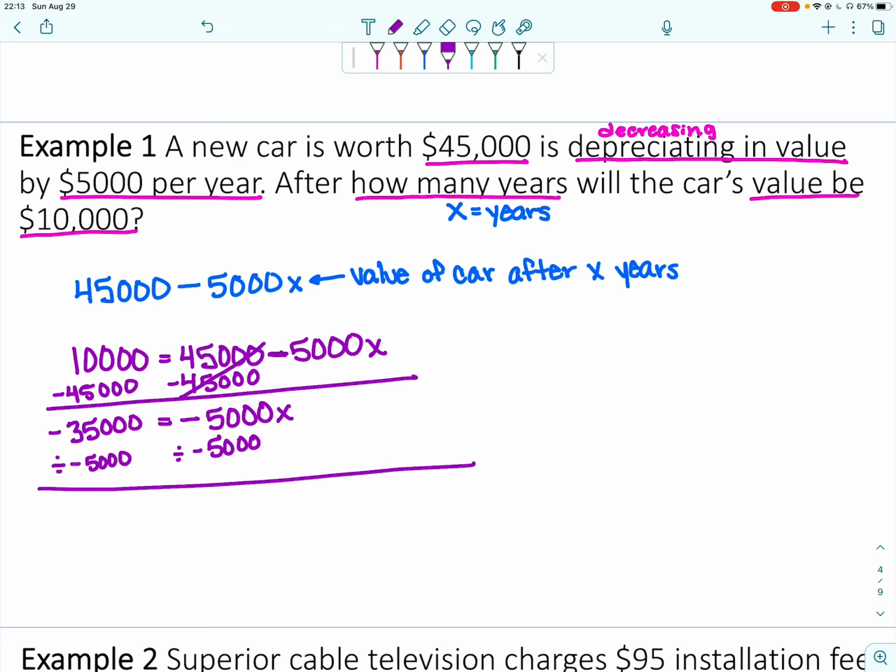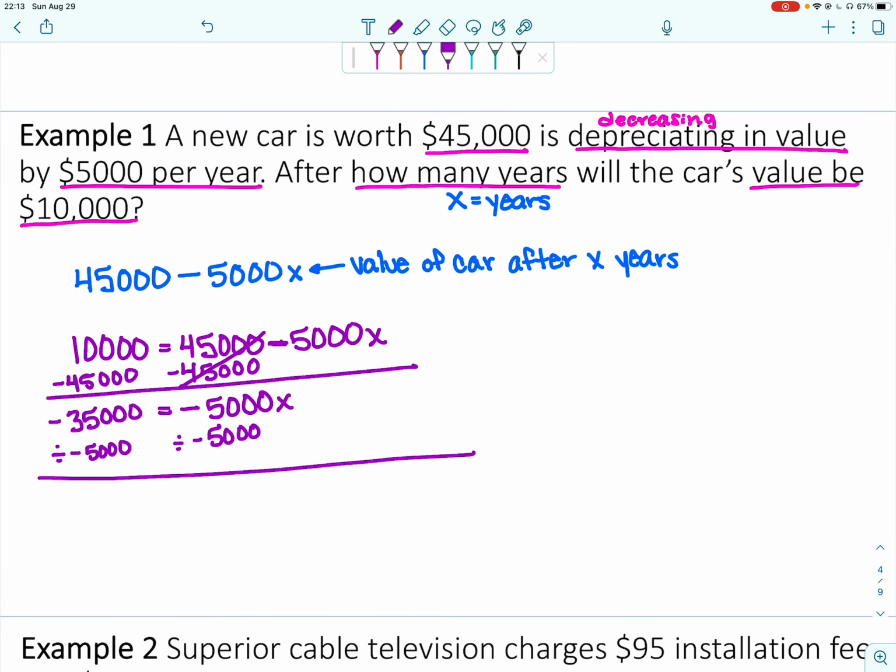So negative 35,000 divided by negative 5,000 gives us 7, and that equals x. So then we want to answer this question in terms of the original problem. So that would be 7 years. And that is what I would give for my answer. I don't need to elaborate any further, just 7 years.